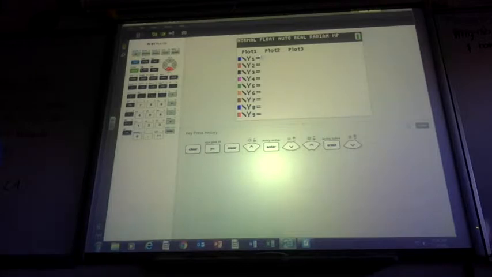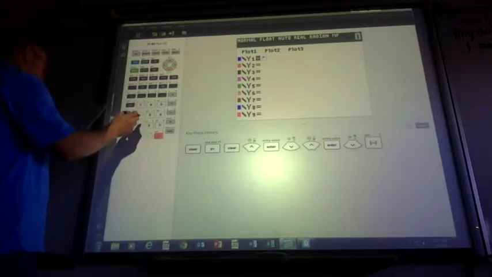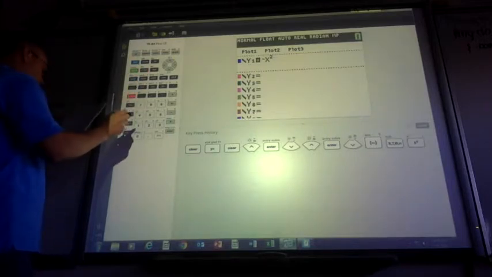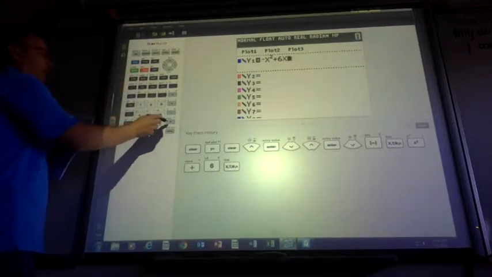All right, so we're going to use the calculator as a tool to do this math for us. I'm going to plug in negative x squared plus 6x plus 27.